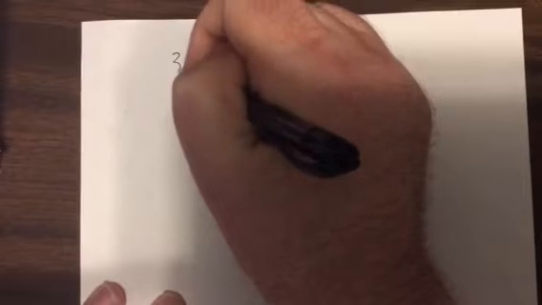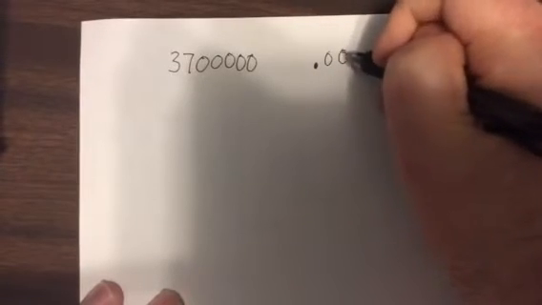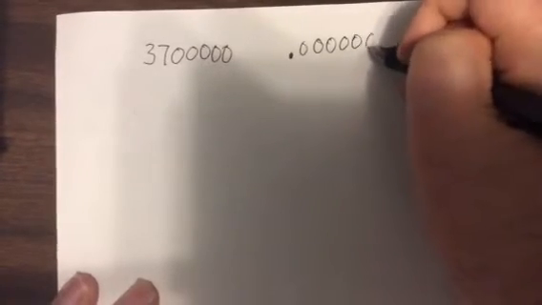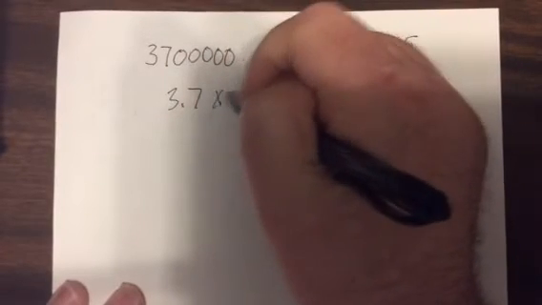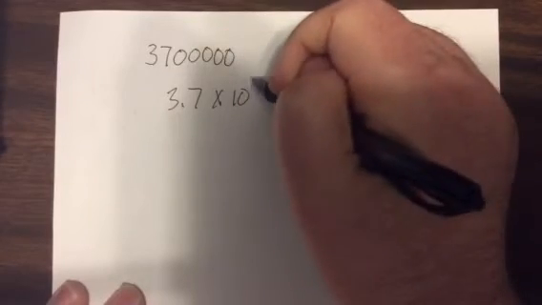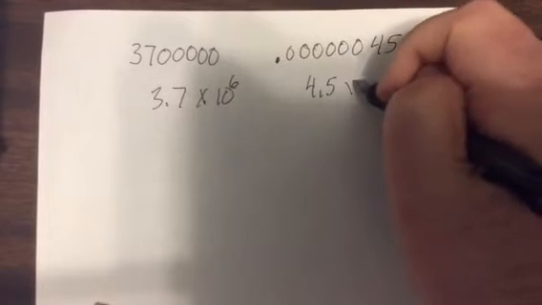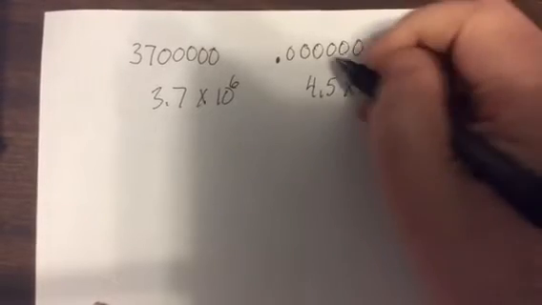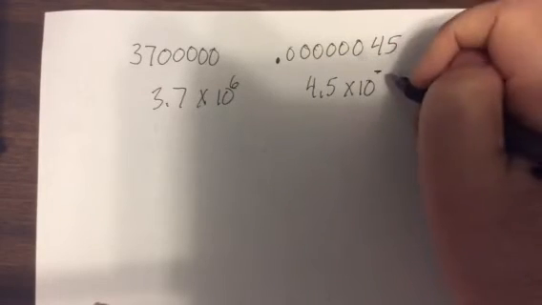So write these two numbers in scientific notation. So go ahead and do that. Okay, good. So this would be 3.7 times 10 to the 1, 2, 3, 4, 5, 6. And then this would be 4.5 times 10 to the negative, because the original is smaller, 1, 2, 3, 4, 5, 6, 7.